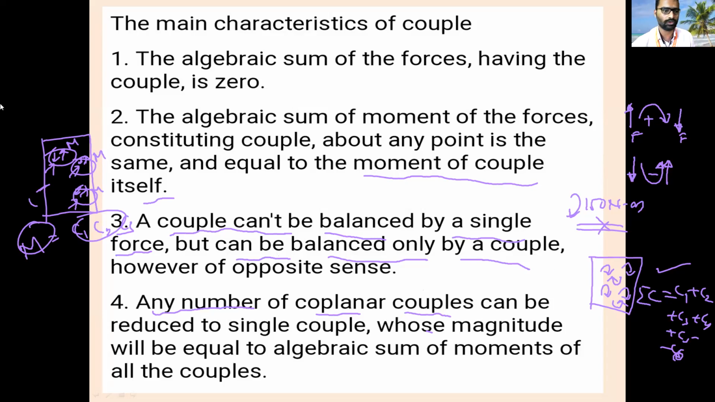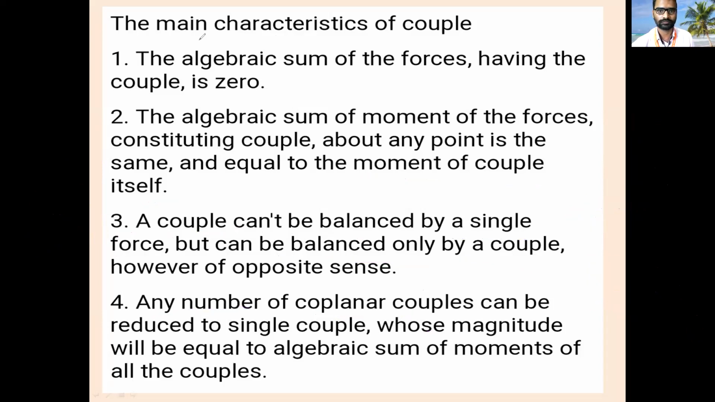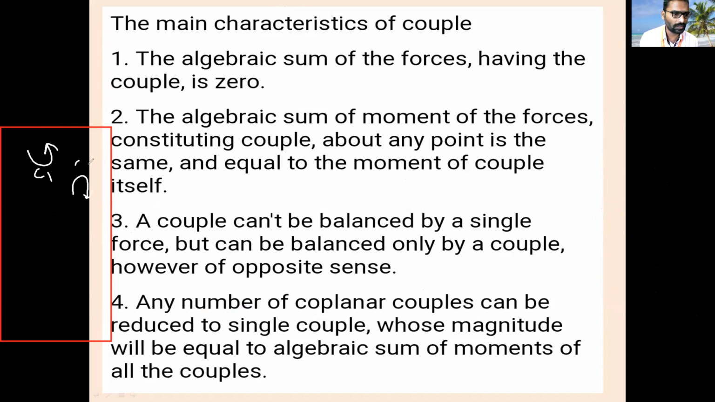If you consider one more, I will take an example. See, in this one there is one force. This is couple 1, this is couple 2, and this is couple 3. I will take C1 as 50 Newton meter. Couple means force into distance. C2 is, I will take, 10, and C3, I will take, 100. Next, the algebraic sum: summation of C is equal to how much?